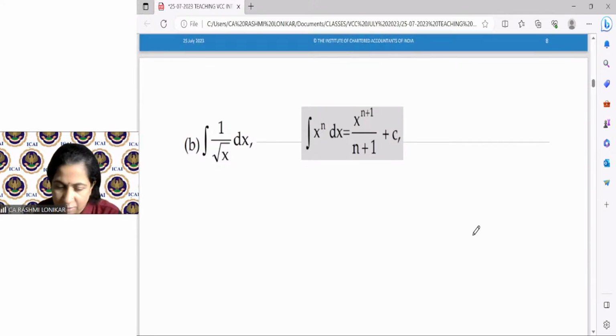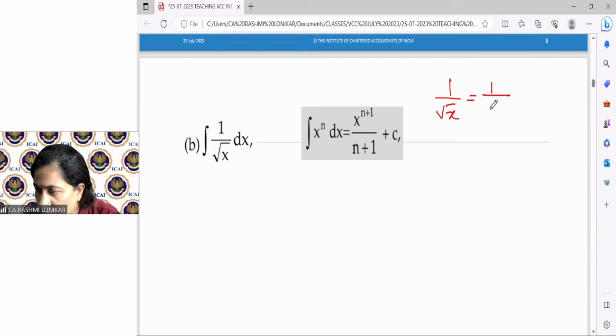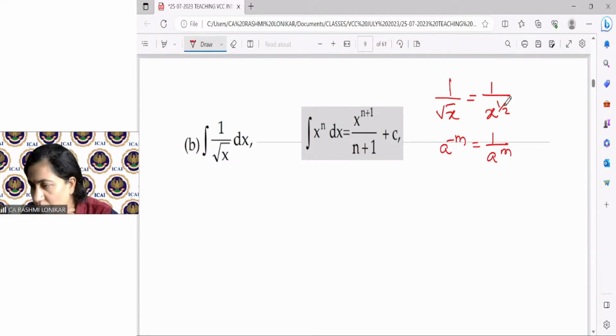Okay. This sum is similar to the earlier sum. Now, this is 1 upon root x. Now, if I have 1 upon root x, this means 1 upon x raised to half. Now, something is in the denominator. If you remember, a raised to minus m is equal to 1 upon a raised to m. You've done this in indices. So using this, it becomes x raised to minus half.